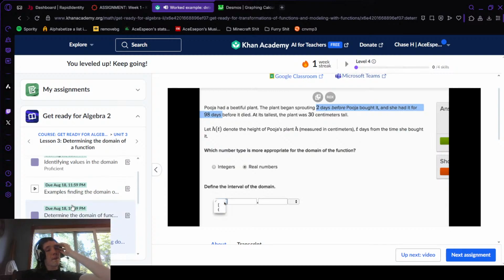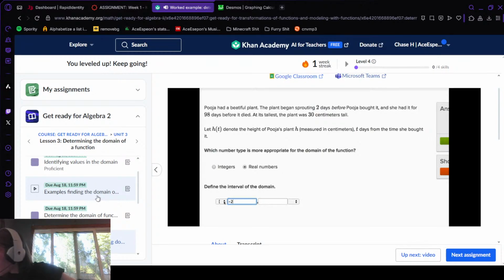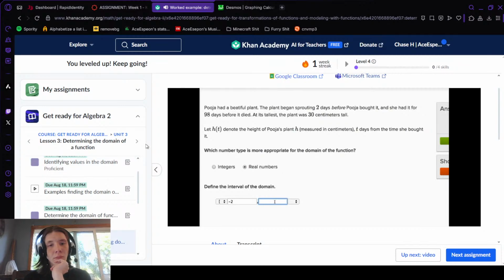So the interval, I would include -2. I would include the low point. So that's why I'm using the brackets. If I wanted t to be greater than, not greater than or equal to, I would do the parentheses. But since t could be equal to -2, I'm going to use the brackets. And at the high end, it's 98, and we're going to include 98. So I'm going to put the brackets there as well.